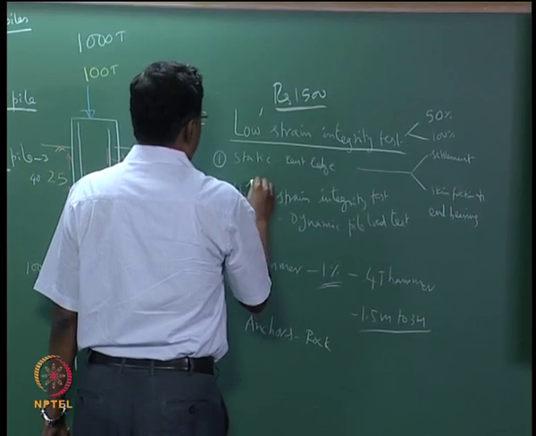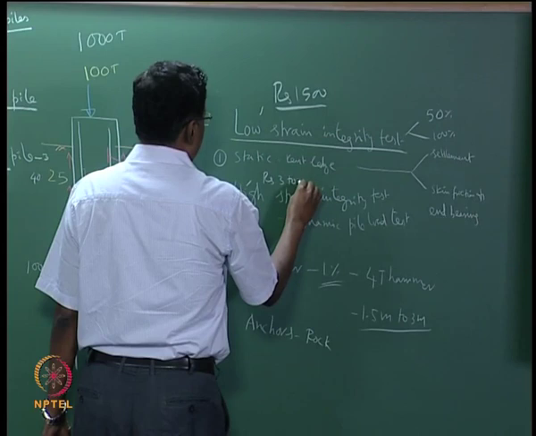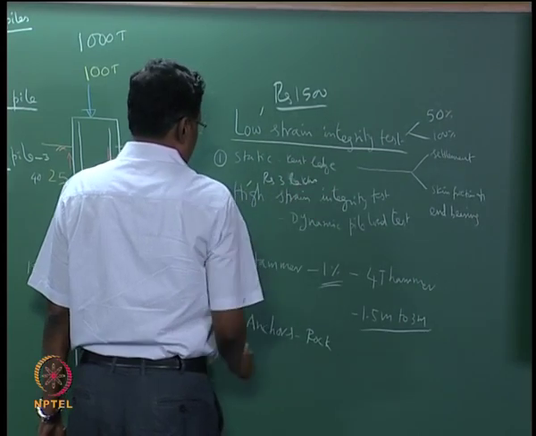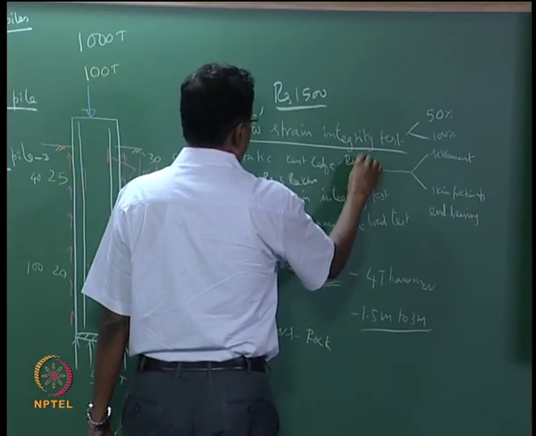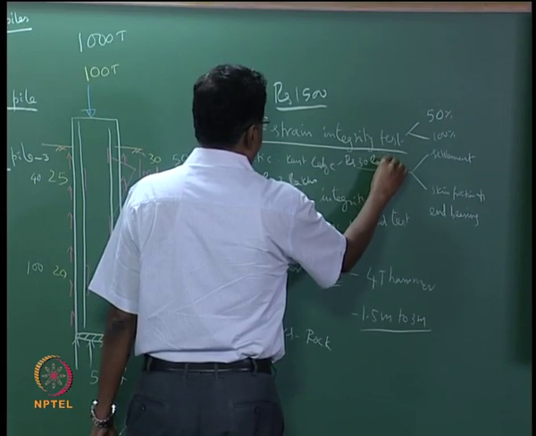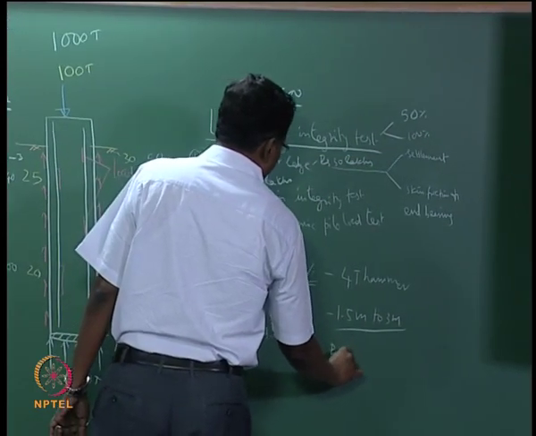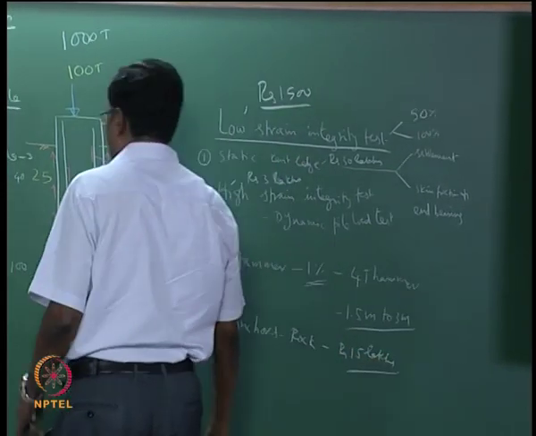This high strain test may cost about rupees 3 to 5 lakhs, 3 lakhs only. This static pile load test is very expensive, it may cost as much as 30 lakhs. This rock anchor is a little bit less, maybe 15 lakhs you will be able to do. It depends on the load, type of soil and things like that.